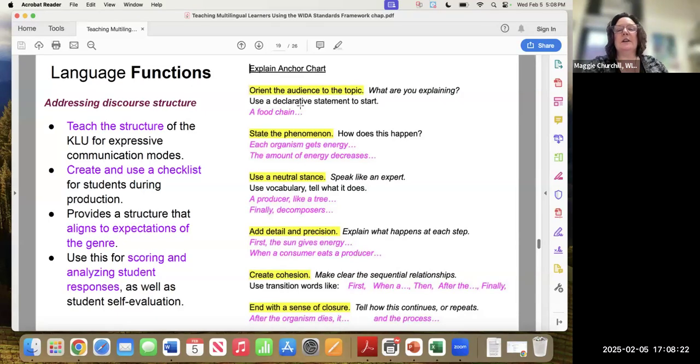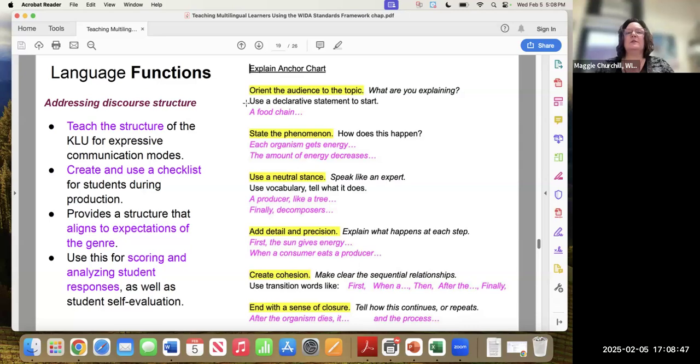Then I use these words with my students. I say, okay, class, we have to orient the audience to the topic. What does that mean? Basically, what are you explaining? So I put it in plain language by asking them a question. Then I tell them grammatically, here's what you're going to do, here's the language you need to do it. To orient me to your topic, you're going to give me a declarative statement.